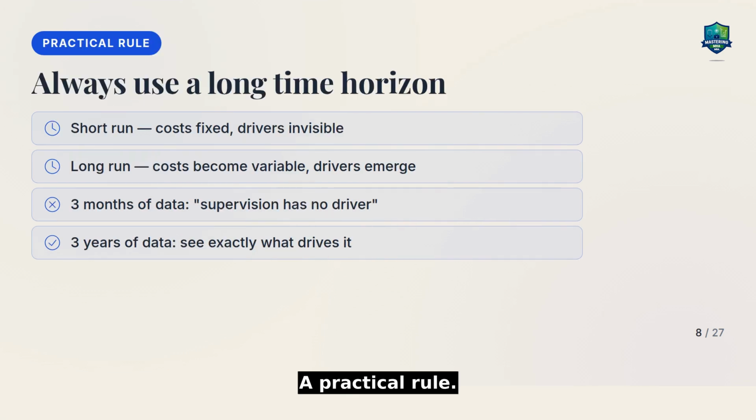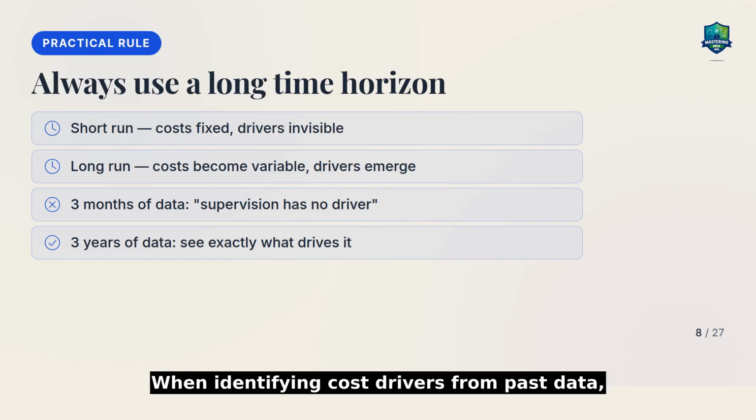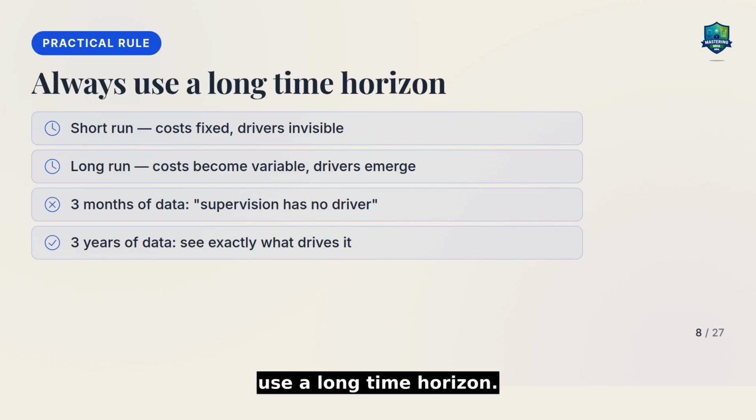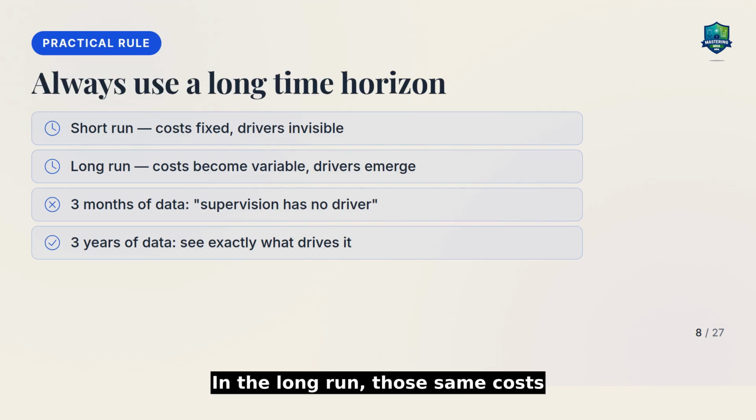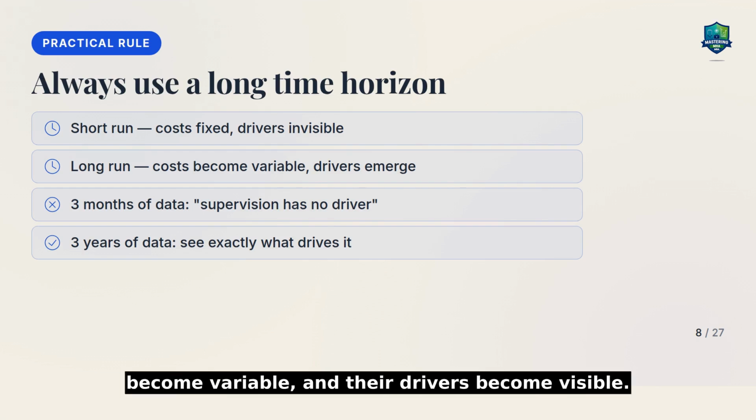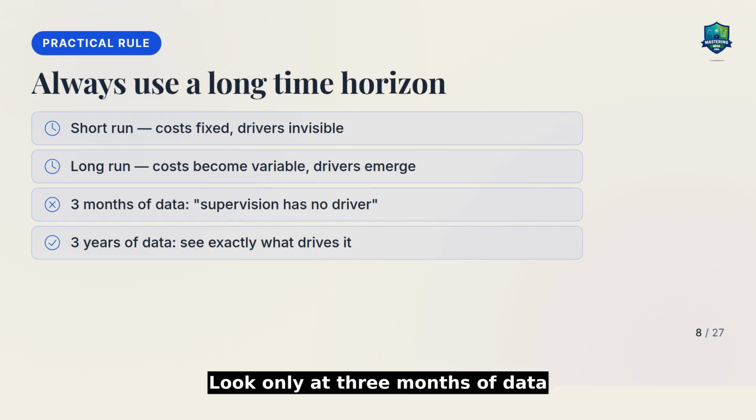A practical rule: when identifying cost drivers from past data, use a long time horizon. In the short run, costs are often fixed because contracts and headcount don't move. In the long run, those same costs become variable and their drivers become visible. Look only at 3 months of data and you'll conclude that supervision cost has no driver. Look at 3 years and you'll see exactly what drives it.